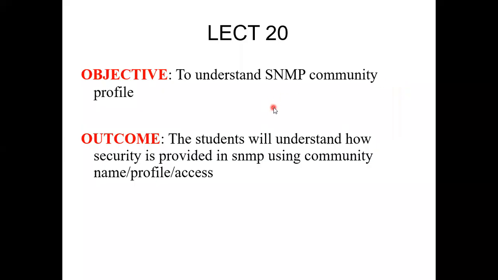Okay, so in the last lecture, we had seen how SNMP communication takes place using the 5 messages. So we have understood the architecture also. So today we will see how security is incorporated into the SNMP. So security is incorporated by grouping the manager and agent into a community. So we will understand the SNMP community profile. So the outcome will be you will understand how security is provided in SNMP using community profile or a name or a community access policy.